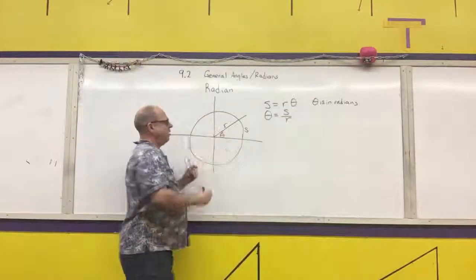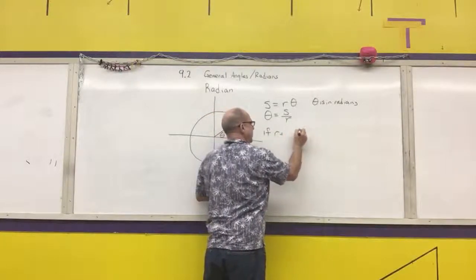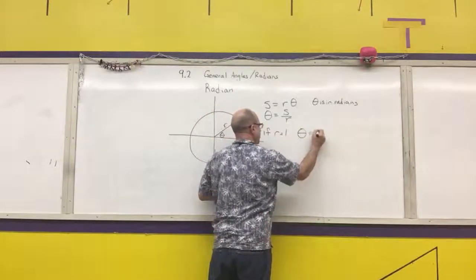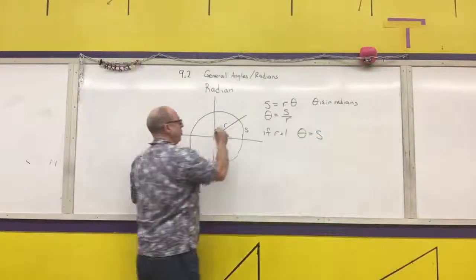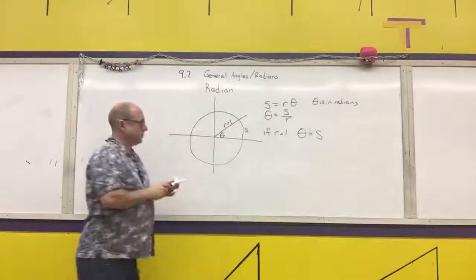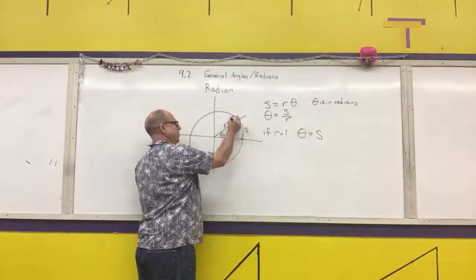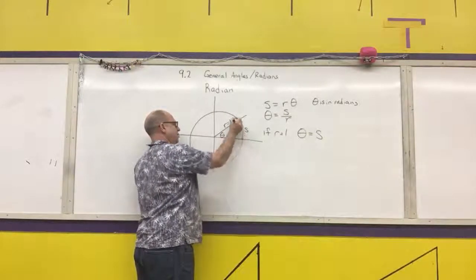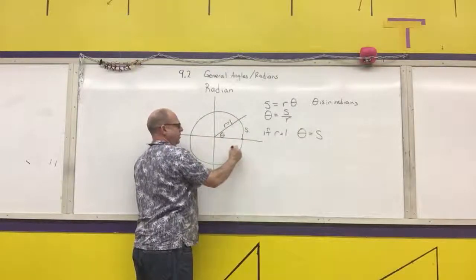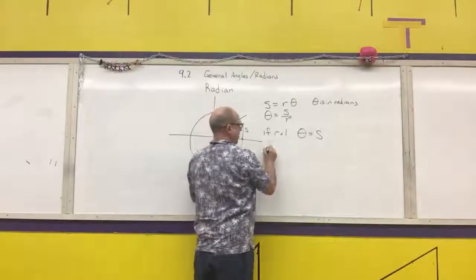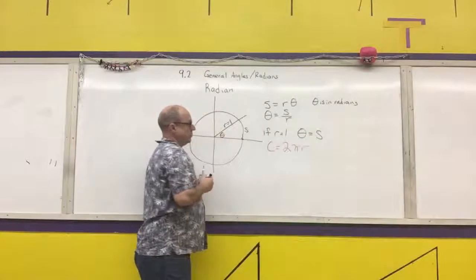Okay, and if r happens to be 1, then theta is just going to equal the arc length. So let's think about this. Let's make r 1. Okay, and then s is how far around the circumference of the circle, that portion that the angle traveled. Well, what's the circumference of a circle? You know, a circumference is equal to 2 pi times the radius.